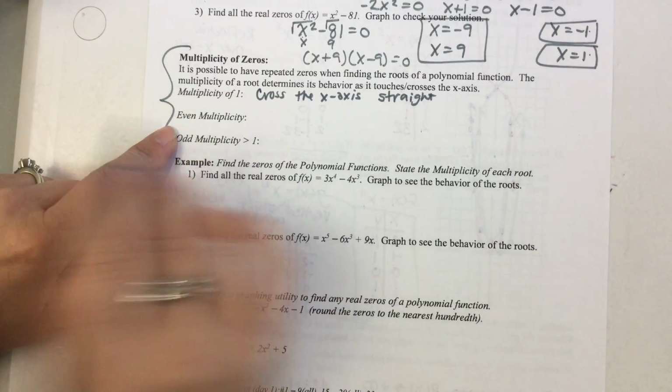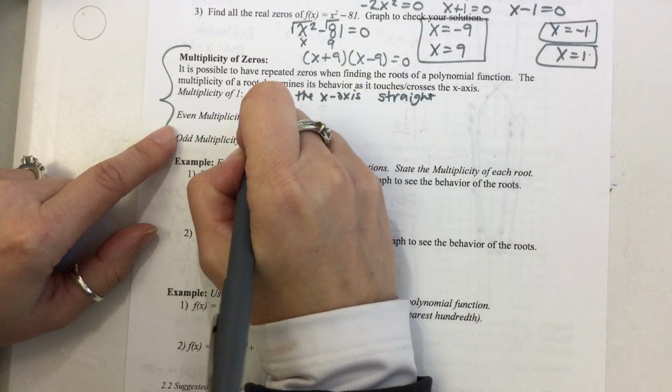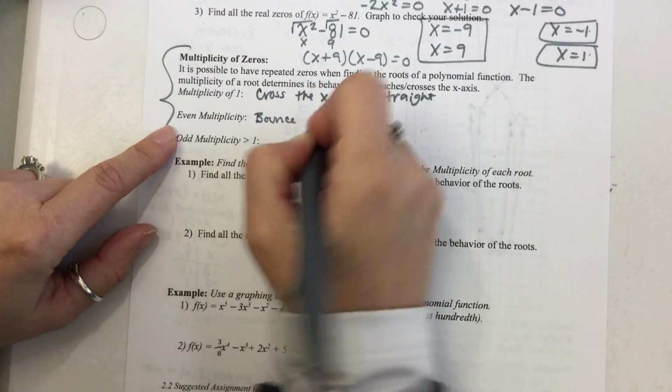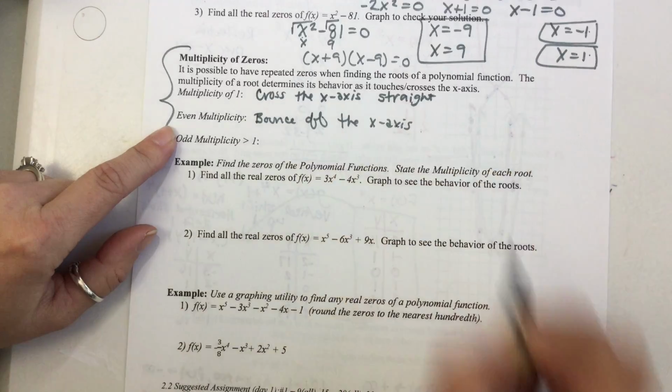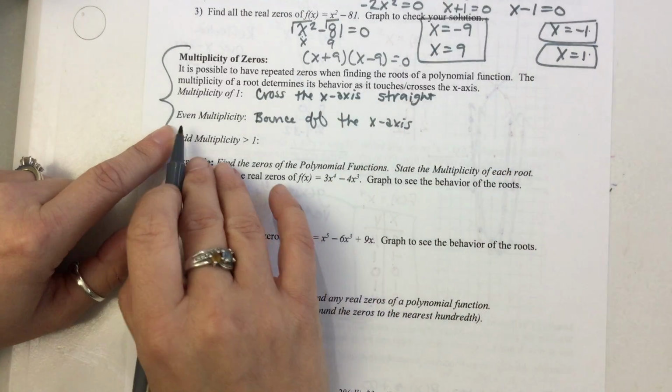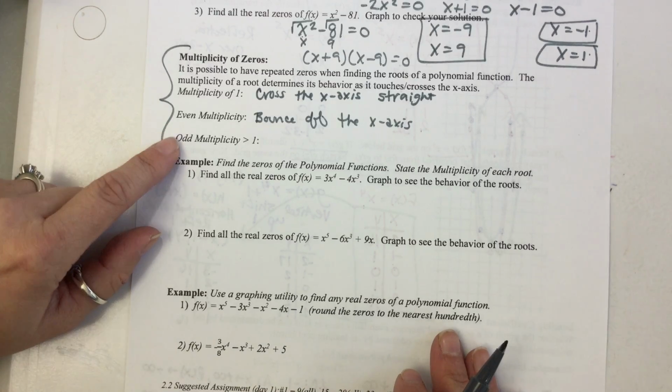If you have an even multiplicity, let's say a multiplicity of 2 or 4 or 6, your graph will bounce off the x-axis at that point. It will not cross it. At that answer, it will hit the x-axis and bounce off and go back the way that it came.